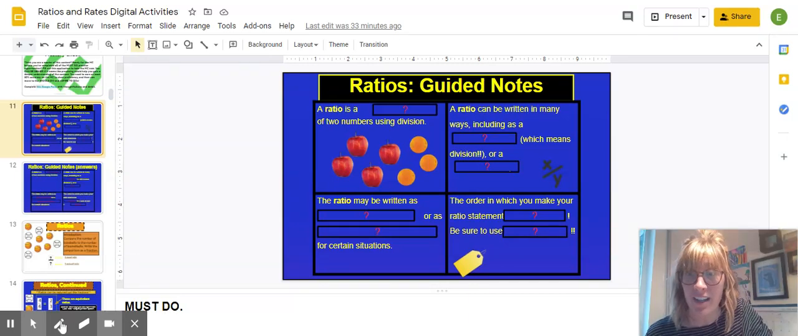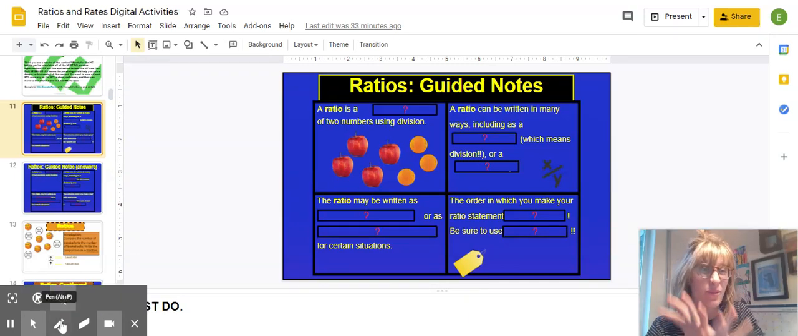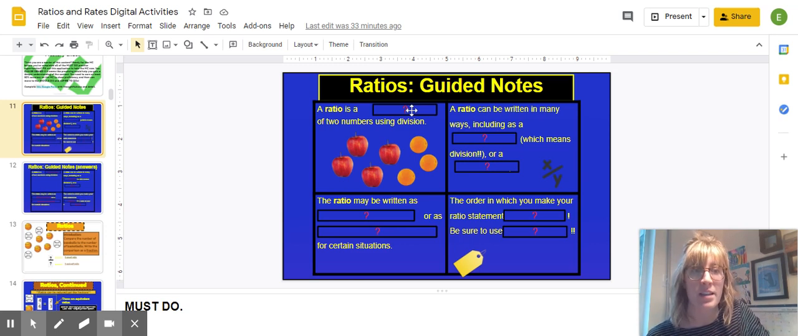Hey guys, so we're going to be working here on some overarching information, some notes, some vocabulary that can be helpful when you're thinking about this idea of ratios. So we have these guided notes. In your slides, you can also follow along here.